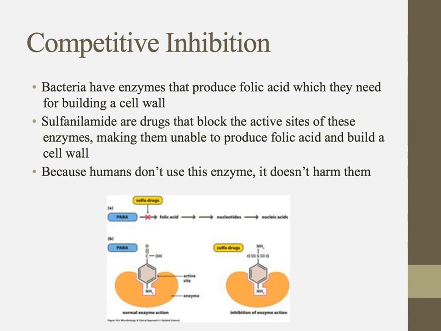So what some clever folks have found is a way to inhibit some of the enzymes that bacteria need. So for example, in order to build their cell wall, they have to produce something called folic acid. Folic acid requires an enzyme. So these drugs called sulfonylamides, say that 10 times fast, what they do is they block this active site. So here's the enzyme that produces folic acid, and here's the substrate that is supposed to fit in there and then become folic acid.